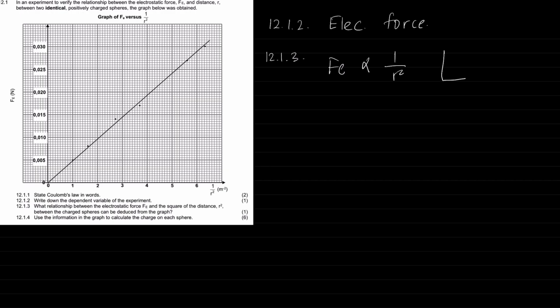So that's why our graph looks like this. But the question isn't asking about the relationship between the electrostatic force and 1 over r squared. It's asking about the relationship between the electrostatic force and r squared. So if Fe is directly proportional to 1 over r squared, it means that Fe is inversely proportional to r squared, meaning the graph would look like this.